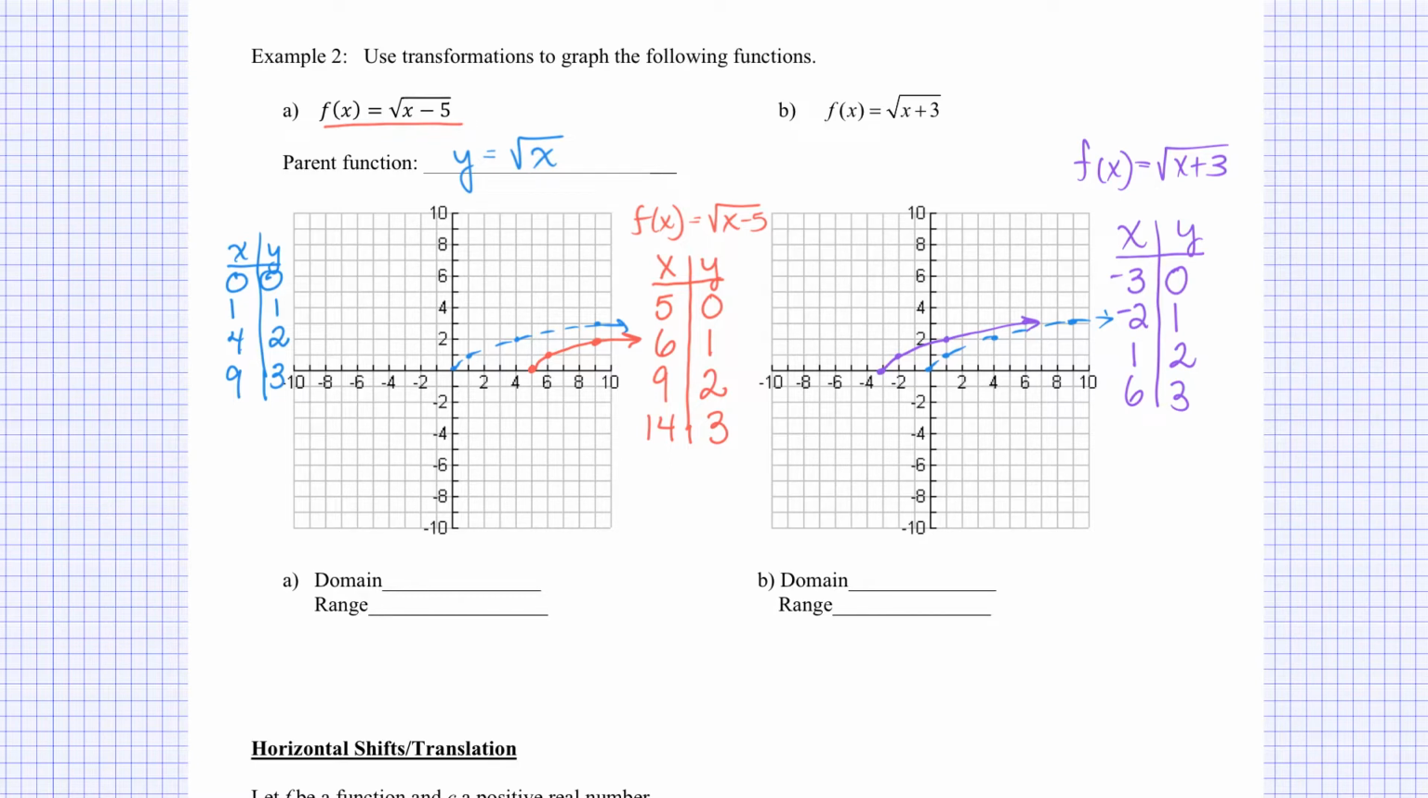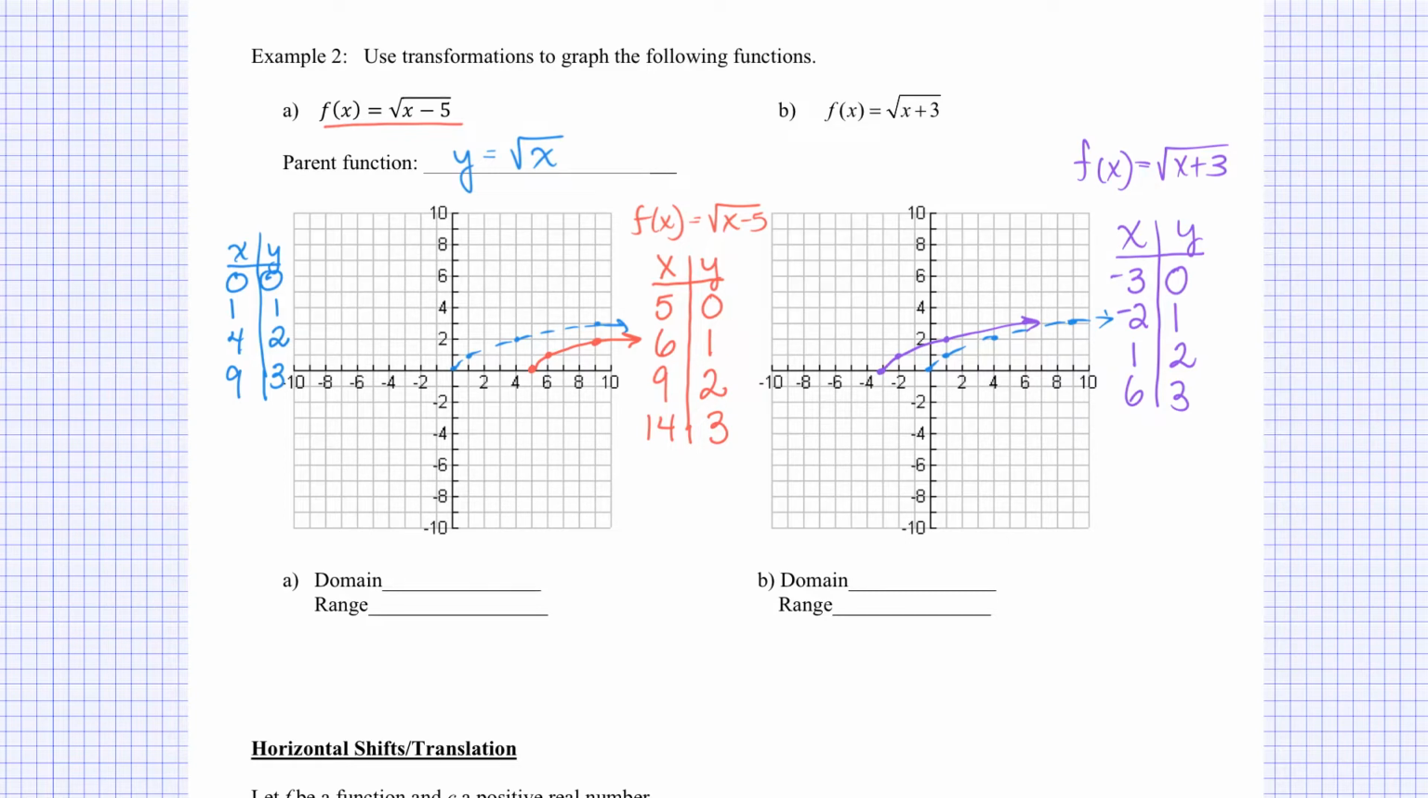So a good way to think about this, the way that I think about it, is I say to myself, okay, I know this is going to be a horizontal transformation because it's within my parent function. And is it going to go left or right? Well, what would I need for x in order for this to be 0? A positive 5. The positive direction is to the right 5 units. I would like for this to be a 0. What would x need to be? Negative 3. So the entire thing is going to shift in the negative direction to the left 3 units.